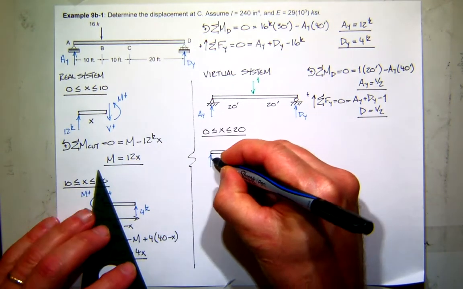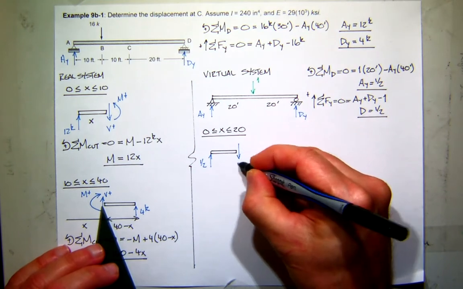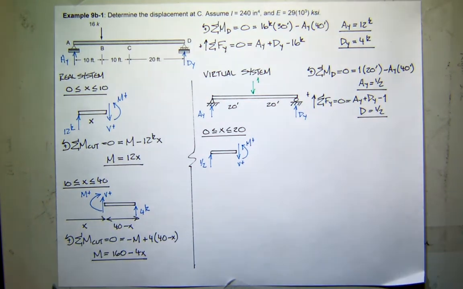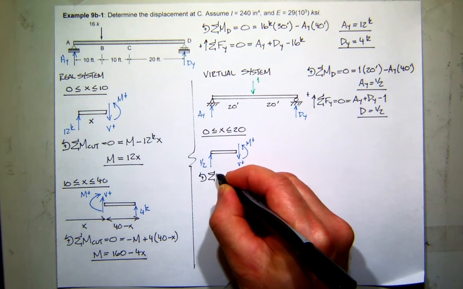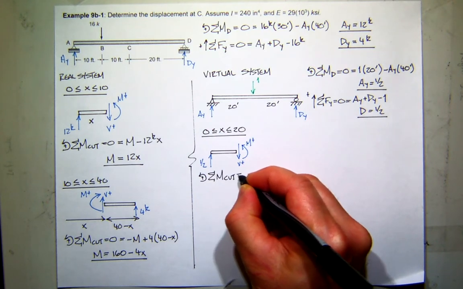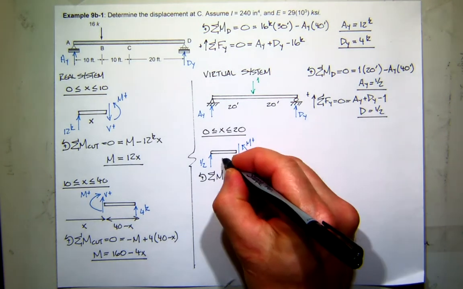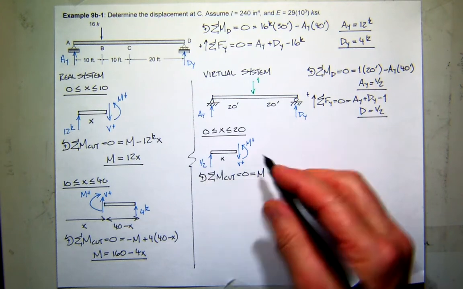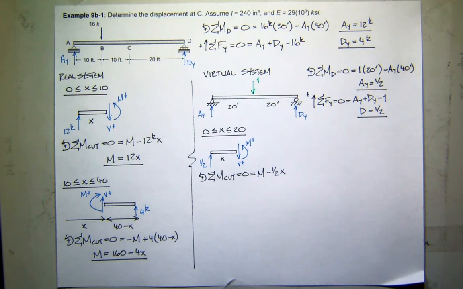My reaction is a half. I have positive shear, positive bending moment. So again, if I sum moments about the cut. Oh, I left out something, I'm sorry. This is distance x. So I have the moment, which is positive, and then I have this, which is negative, and that has a value of 1/2 times the distance of x. And I did make a mistake.